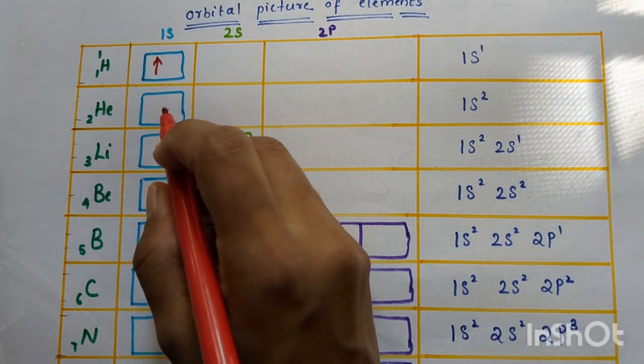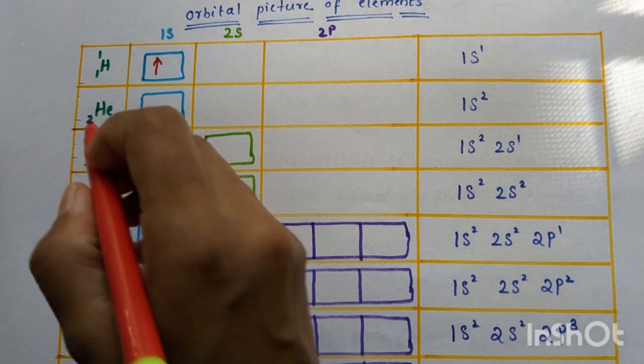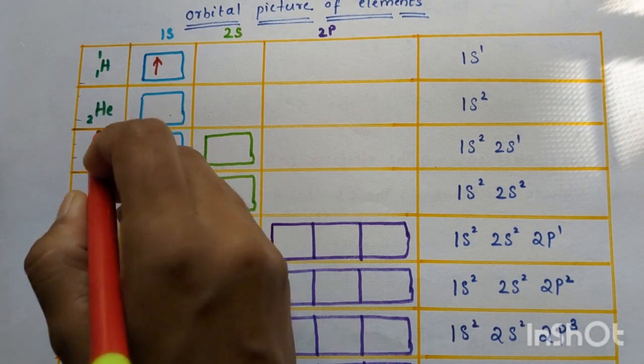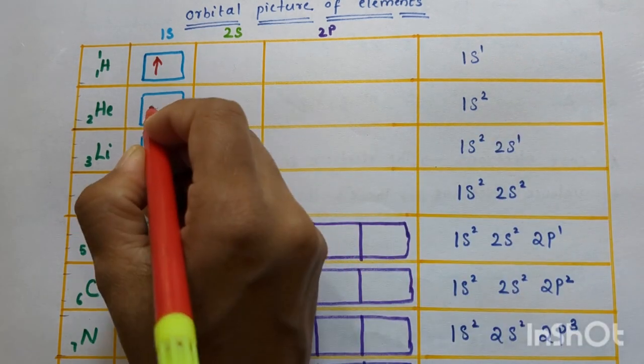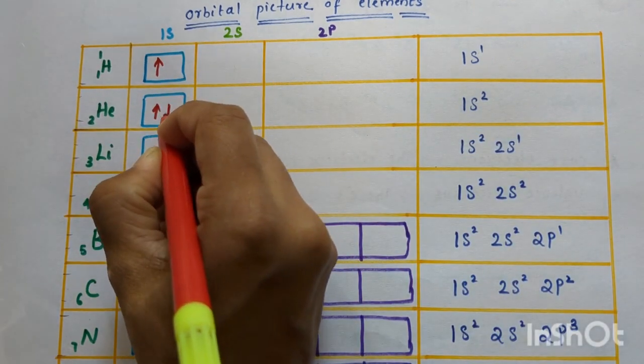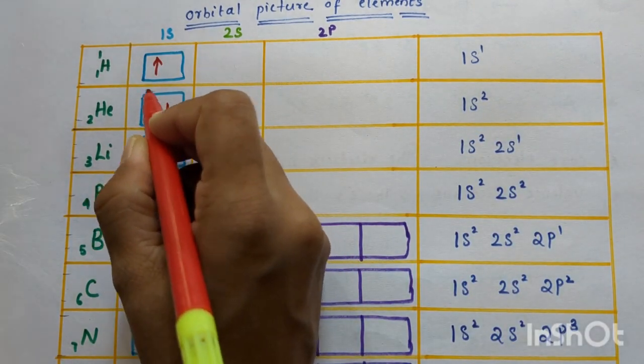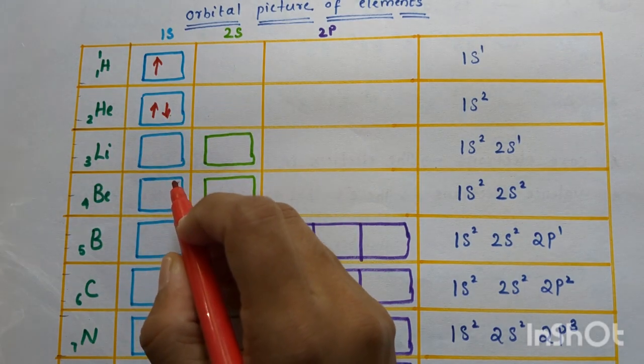Now if you consider helium, He, the atomic number is 2. Its electronic configuration will be 1s2. So there are 2 electrons in the 1s orbital, one spin up, another one spin down.